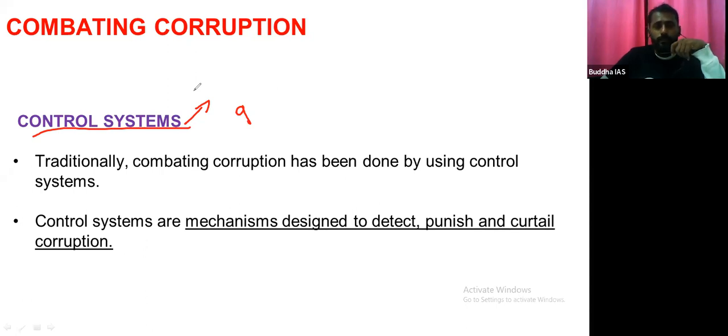We have discussed already control systems. What are these control systems? Why these control systems? I'm giving a hint. Why control systems? By control systems, what is happening? One important thing we are bringing in. Okay, let me give another clue. It starts from A.